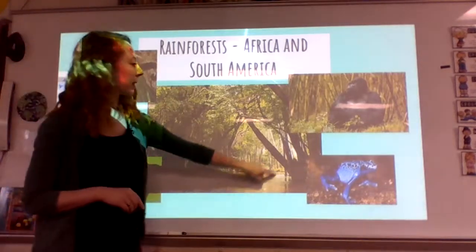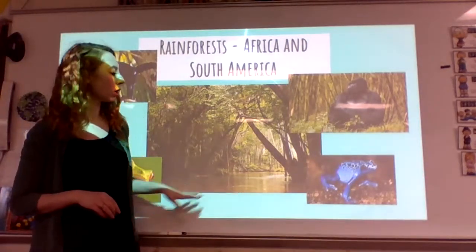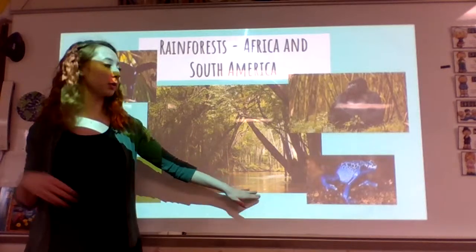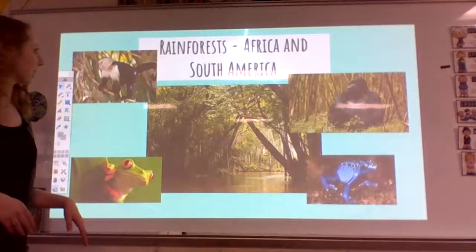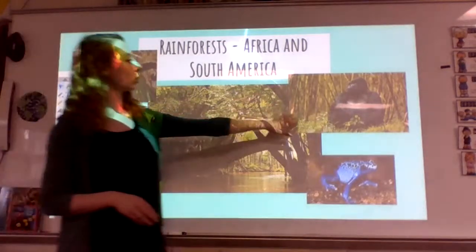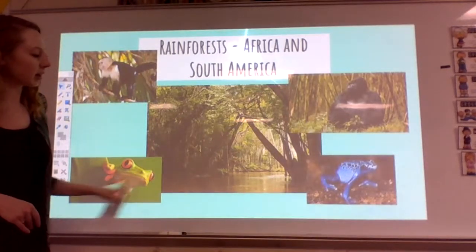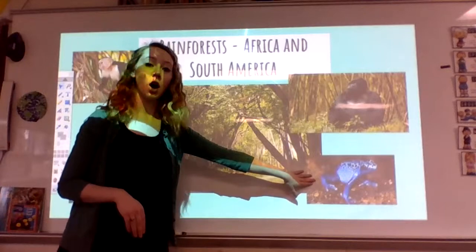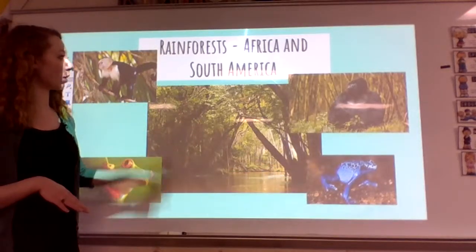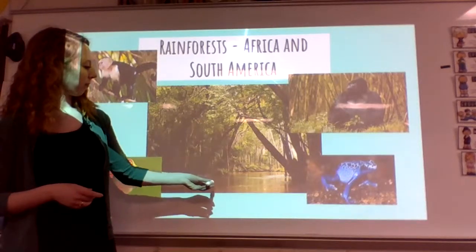So in here, I've got a picture of the Amazon rainforest in South America. It's the largest rainforest in the world. And also has one of the longest rivers in the world, the Amazon River, running right through it. Some animals that you might see in a rainforest, you might see monkeys, gorillas, and you're going to see different kinds of frogs. So I've got a tree frog here and a poison dart frog as well. You're not going to see those in forests around here, but you might see those in rainforests in Africa or South America.